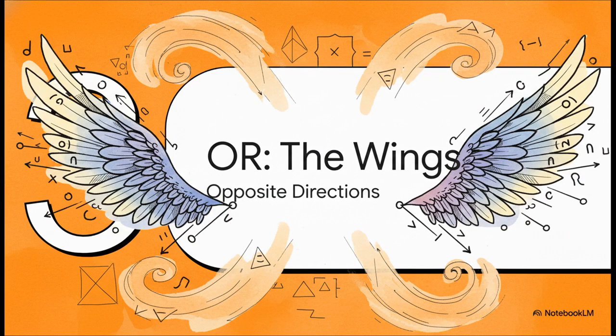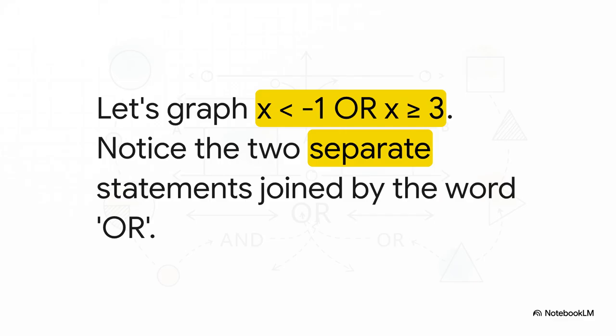All right, now for our second kind of glue, or. With or inequalities, the graph looks totally different. This one I like to call the wings graph, because the solutions kind of fly off in opposite directions. See how this is written? It's two completely separate statements, joined by that big word or. That's a huge clue. It means a number can either be less than -1, or it can be greater than or equal to 3. It can't possibly be both at the same time.